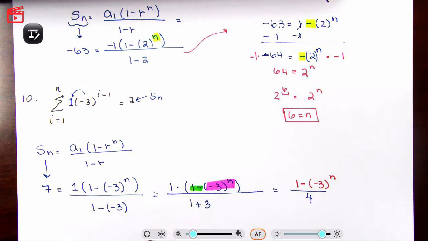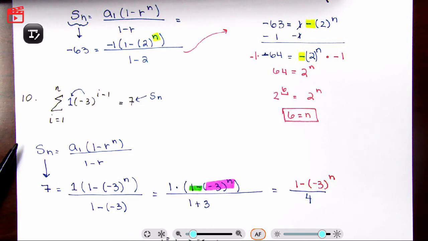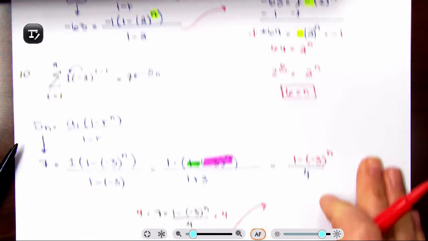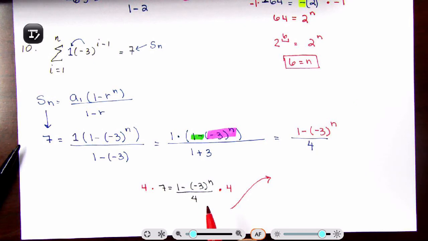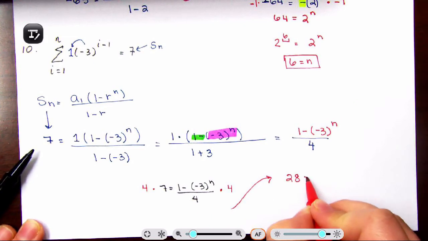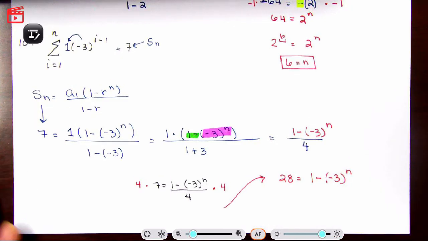Now I'm going to set it up a little bit more because I kind of kept writing it, but I still have this equals to 7. So 7 is equal to 1 minus a -3 to the nth power divided by 4. I'm going to multiply by 4 on both sides. So I have, kind of running out of room here. Oh, you guys can't see. So I have 7 times 4, and that is 28. So I have 28 is equal to 1 minus -3 to the nth power.